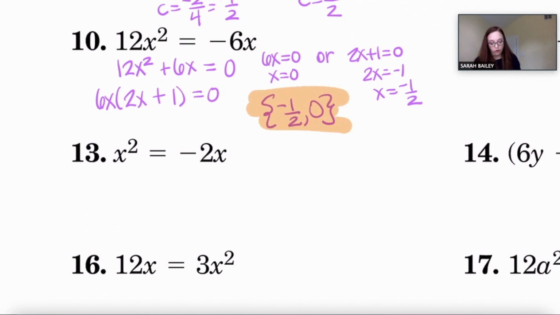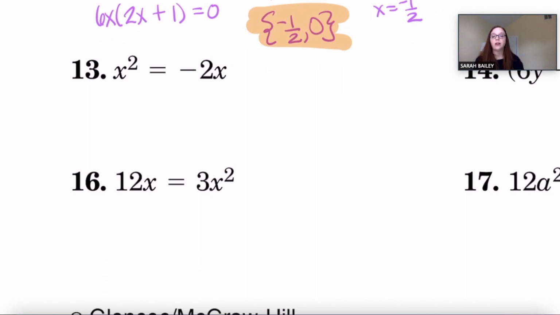Okay, let's try 13. Again, this one is not set equal to 0. But if I add the 2x on both sides, then I can set it equal to 0. So you've not solved equations with x squared in them before, at least not where the x squared canceled out in those equations. But now the x squared doesn't cancel out, right? So I'm going to factor out x squared plus 2x. So that'd be x times x plus 2.